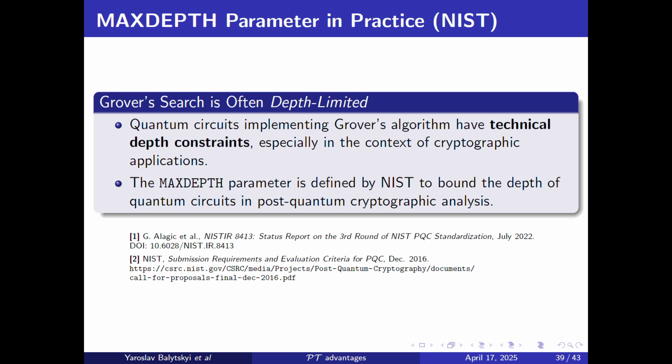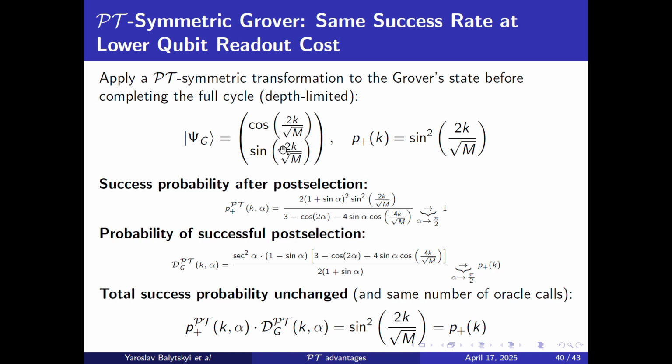there is a max depth parameter by NIST. So quantum circuits implementing Grover's algorithm have technical depth constraints. And this is especially relevant in the context of cryptographic applications. So, how can our scheme be helpful in this context?